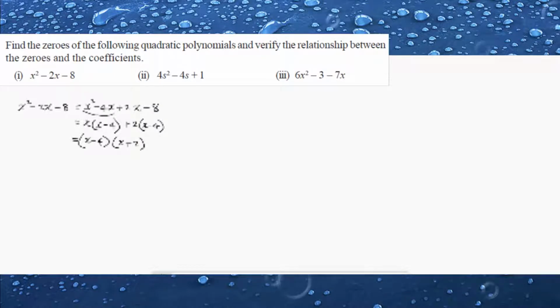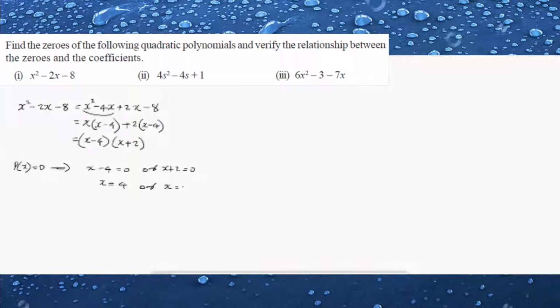So for p of x to be 0, p of x is equal to 0, then x minus 4 is equal to 0 or x plus 2 is equal to 0. So what are the values of x? x is equal to 4 or x is equal to minus 2. So these are the zeros of this second degree polynomial. Okay, so these are the different methods.